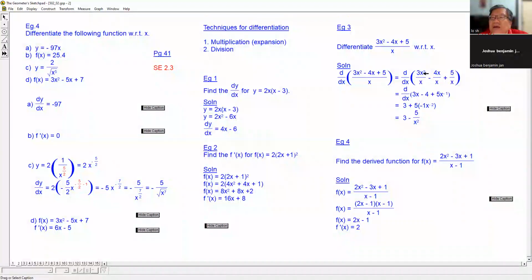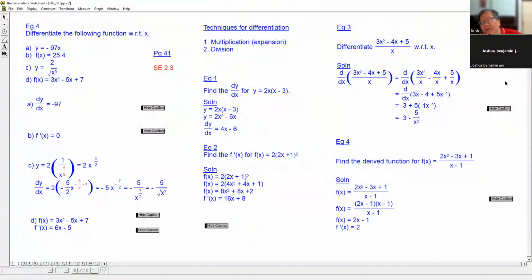So how to simplify? The x and x can cancel away. Then you have 3x. The x and x can cancel away. You have negative 4. This one cannot cancel away the x. This one is actually x to the power 1. You bring up, it is actually 5x to the power of negative 1. So far, still you haven't differentiated yet.